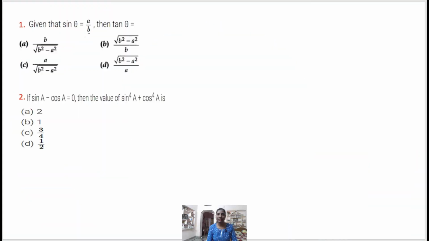Okay friends, now let us solve second question. If sin a minus cos a is equal to 0, then the value of sin to the power of 4a plus cos to the power of 4a is, we have four options. Okay, here it is given that sin a minus cos a is equal to 0. It means we can write it as sin a is equal to cos a.